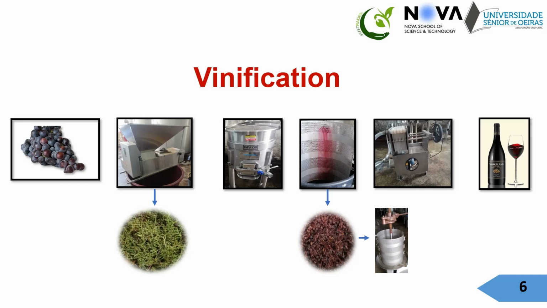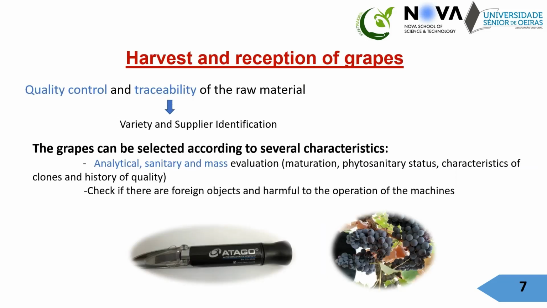Now I will talk about the stages of red wine production. The first step is the harvest, where grapes are dumped into a trailer and then unloaded into a recipient. In the reception, grapes pass through quality control, with an analytical and sanitary evaluation and traceability confirmed. Besides, grapes are weighed and checked for foreign objects that can be harmful to the operation of the machines.